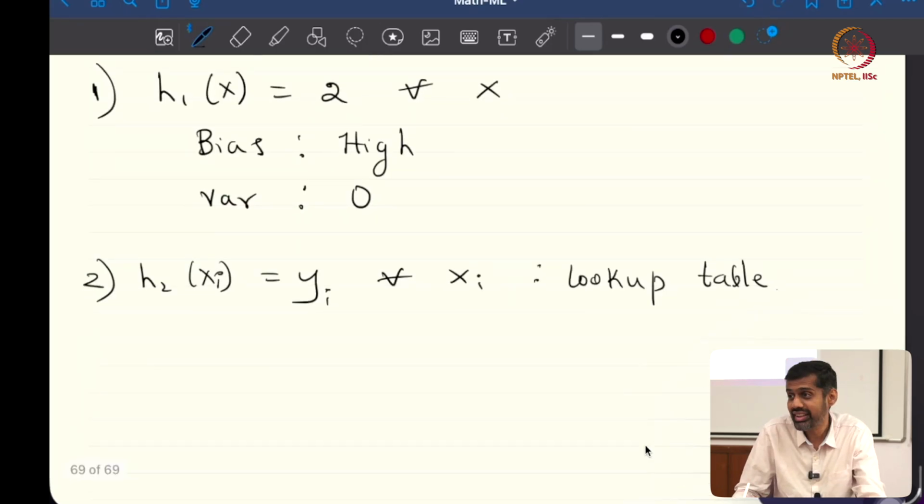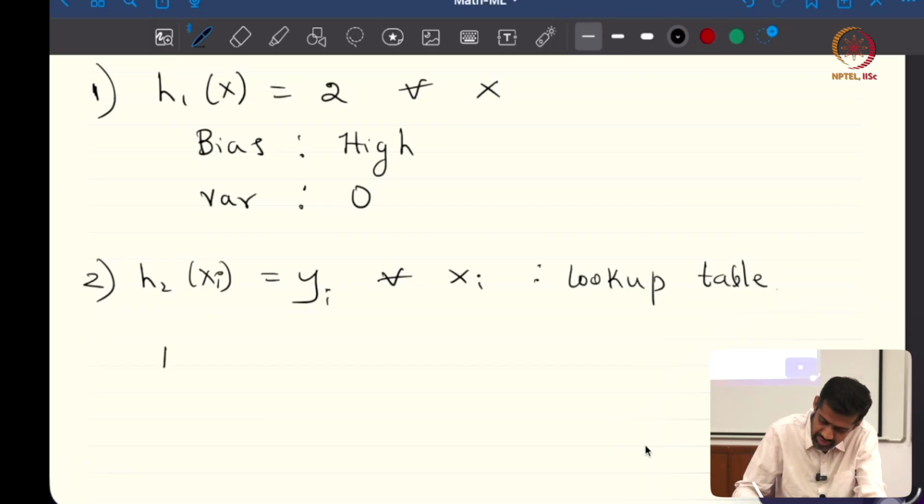Okay, what about the second person, right? Second hypothesis. So let's write down the bias and variance for this.